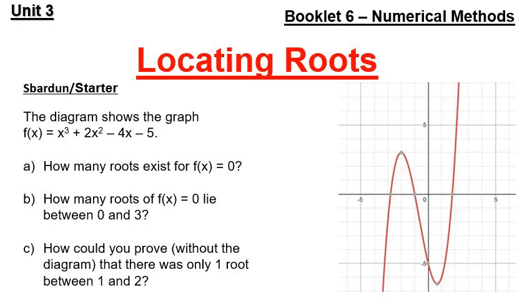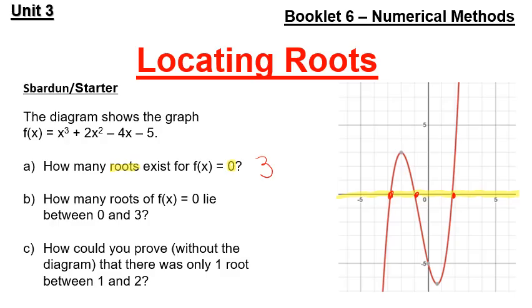It says that the diagram shows the graph of f of x equals x cubed plus 2x squared minus 4x minus 5. And question A asks, how many roots exist for f of x equals 0? When we refer to the roots of an equation, we're always looking at where that equation equals 0. On a graph, this means where the graph meets the x-axis. We can see that in this cubic graph, the graph meets the x-axis in 3 different places. So this cubic has 3 roots.